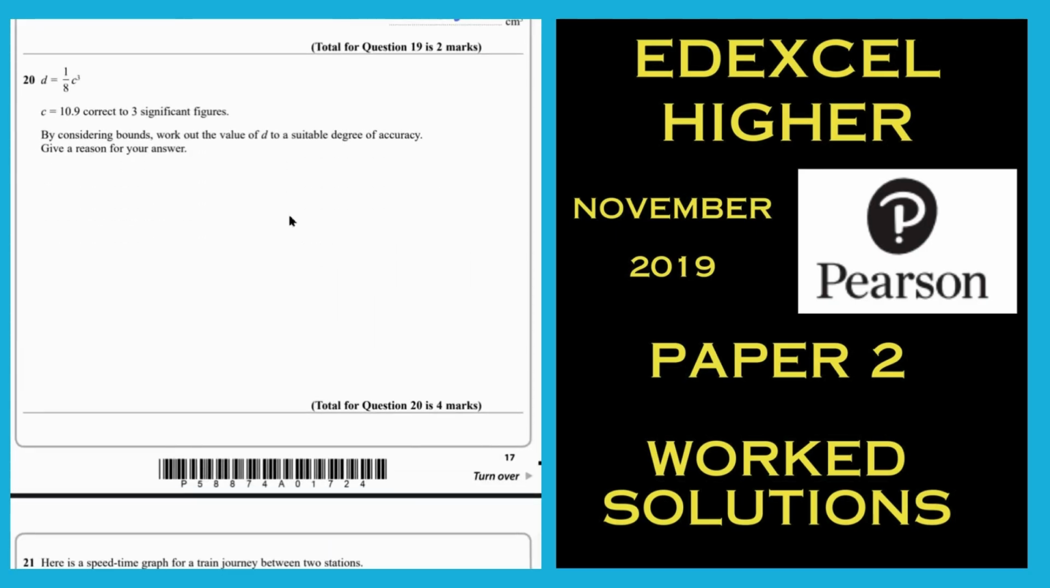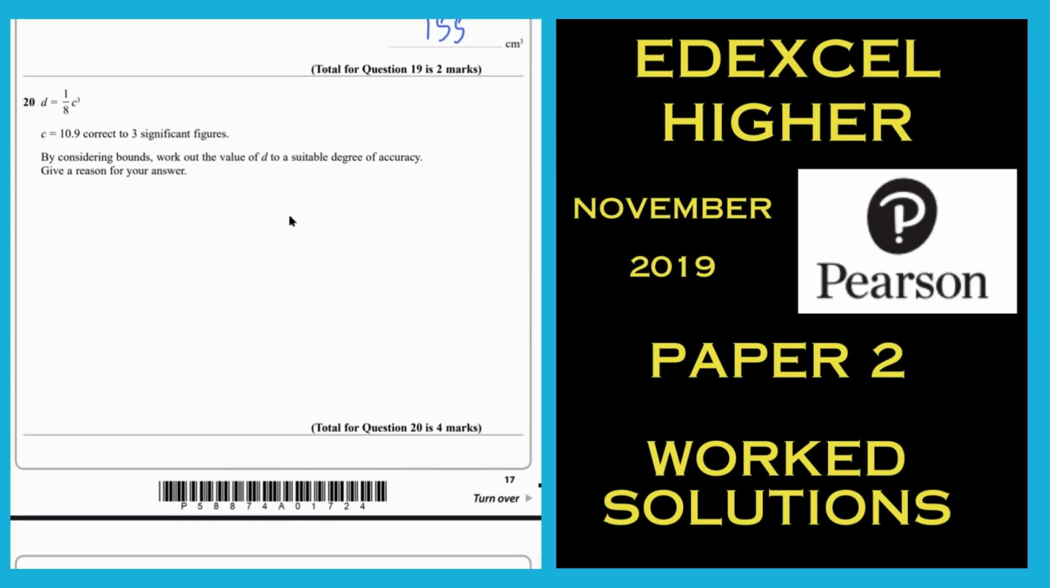Number 20. Errors and bounds. We had one earlier, didn't we? A little one. Not as hard as this one, but this one's a strange one because it's one of them where you've got to work out the upper and lower. C is 10.9. So it's been rounded to 3 significant figures, which means we need to go, again, up and down by a half. 3 significant figures is really like nearest 10 pence. If that was £10.90 or 10.9, you need to go up and down by 5 pence.